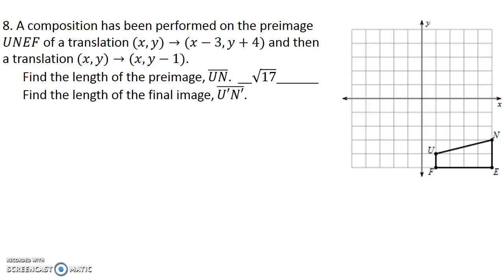So then the next question, I want the length of the final image U prime N prime. So in order to do that, I actually have to do this translation now. So I'm going to do it all in one step. I'm going to take my x coordinates and go to the left 3, and then I'm not going to do anything left or right. I'm going to take my y coordinates and go up 4, but if I'm going to come back down 1, I'm really only going up 3. So that means I'm taking everything and going left 3, up 4. Sorry, left 3, up 3.